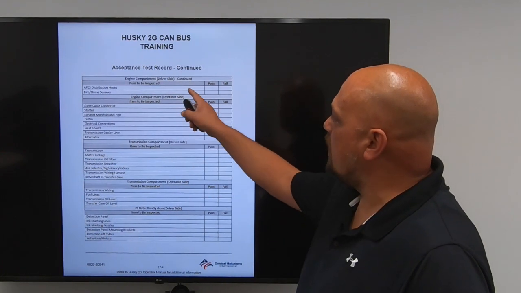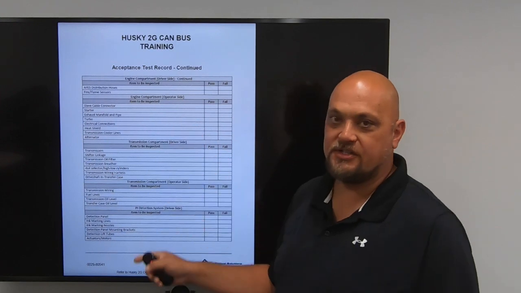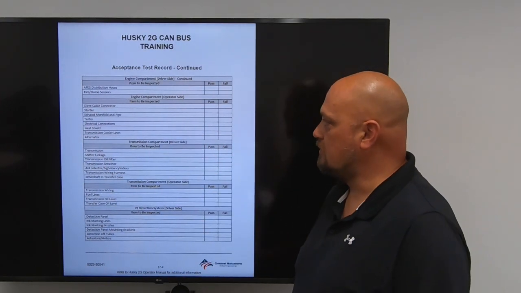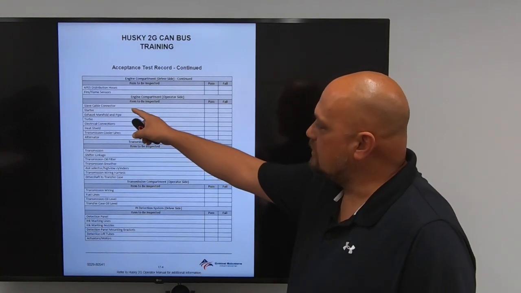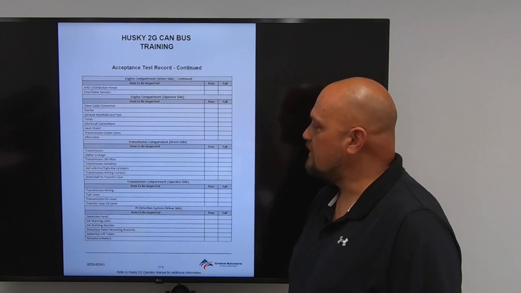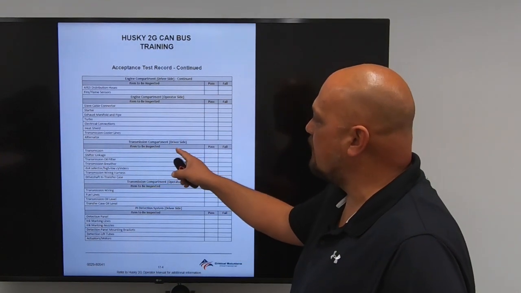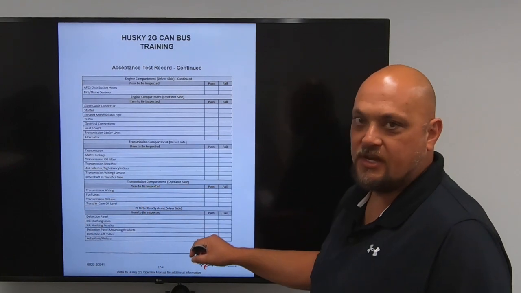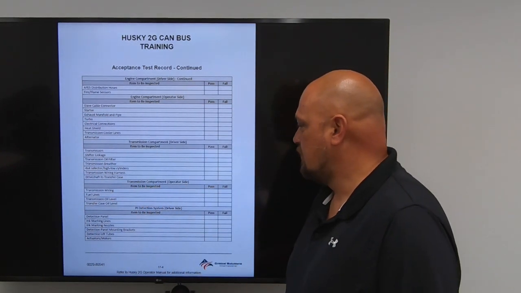From the engine compartment driver's side, we'll move to the engine compartment operator side. The engine compartment operator side will be the right side of the vehicle. You'll want to take a look at each one of these items that's on the list. Next item will be the transmission compartment driver's side, again, left side of the vehicle. Transmission compartment operator side, right side of the vehicle.